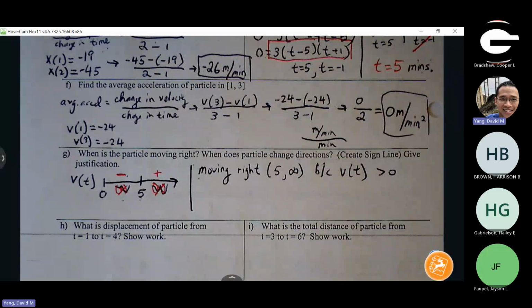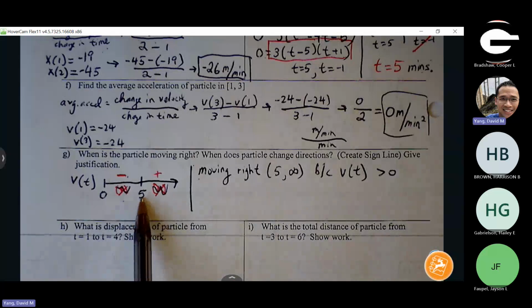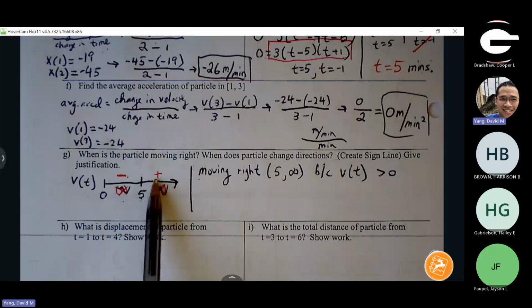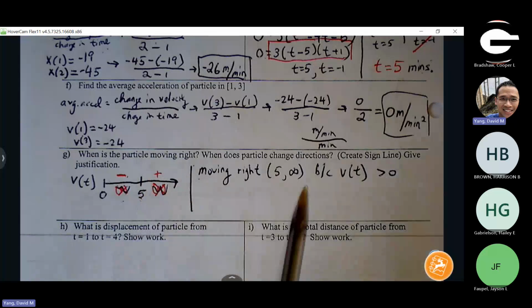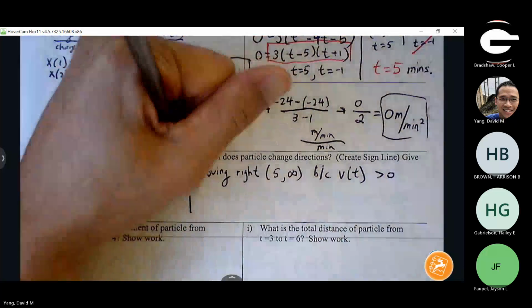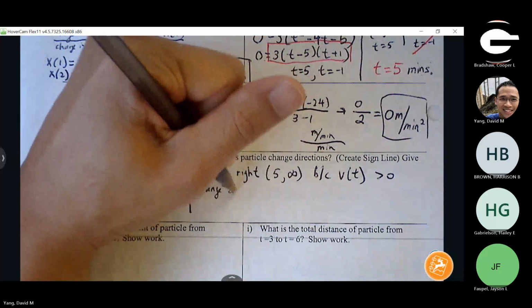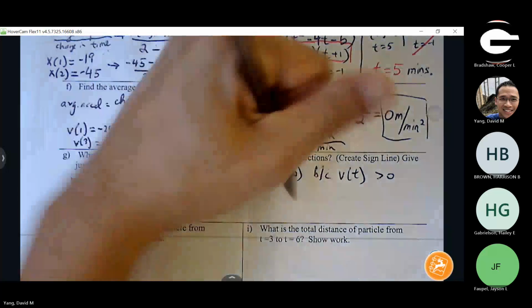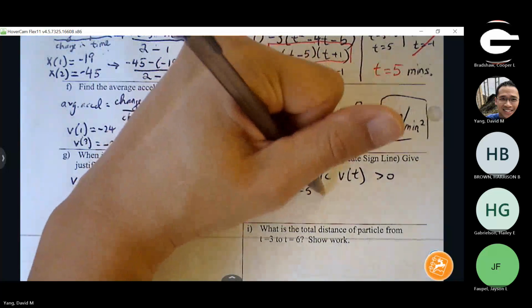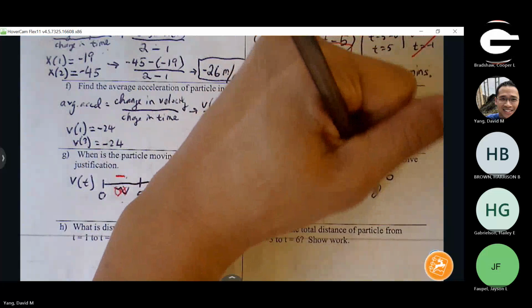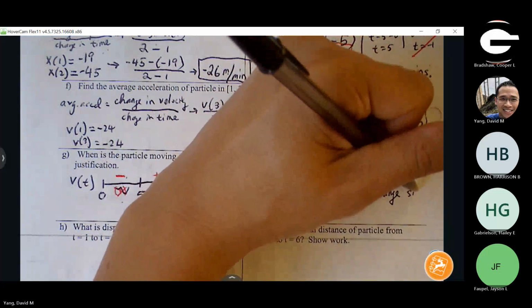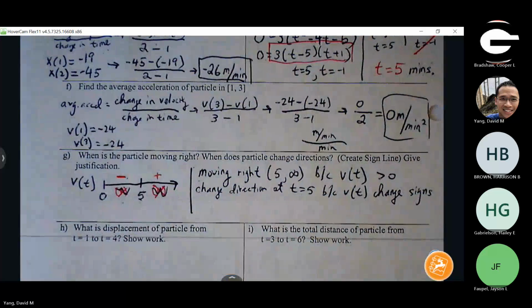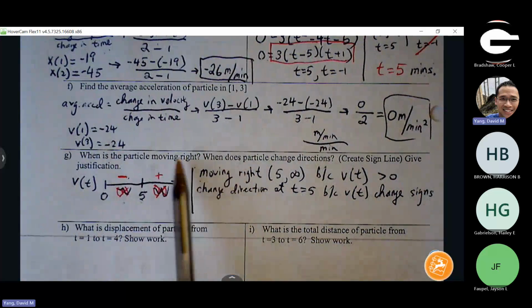Okay, what about when does the object change direction? At 5, because velocity changes signs. And if you say it changes signs, that's not specific enough. Make sure you say velocity changes signs. Now I know it doesn't ask for it, but when is the particle moving left?